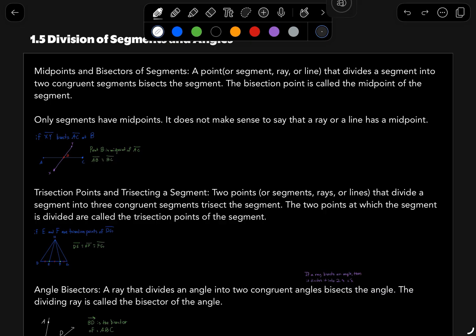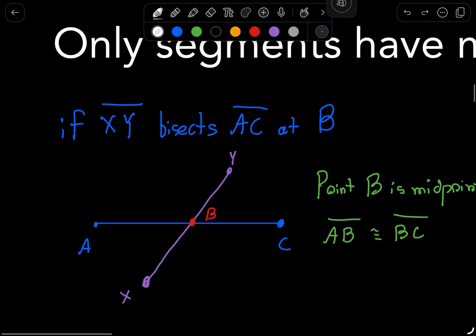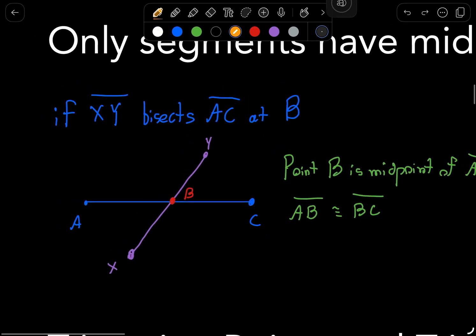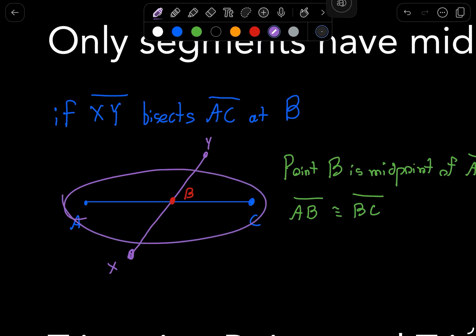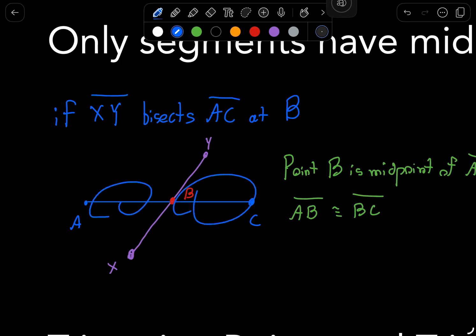If you want a visual here, we're given segments XY and AC. We're also told that XY bisects AC at B. Essentially this purple segment, XY, is what's bisecting AC, so it's dividing AC into two equal segments. Because AC is the segment being divided, the result is that AB and BC are congruent. So these two segments here are equal.